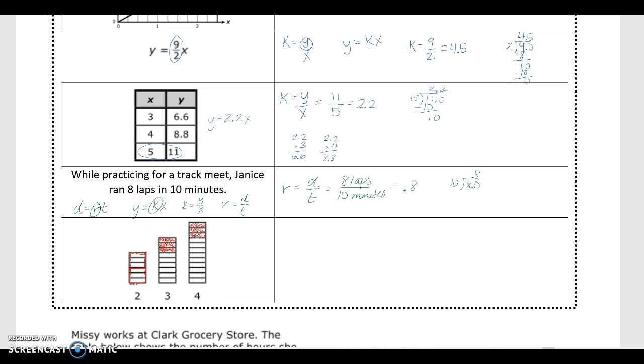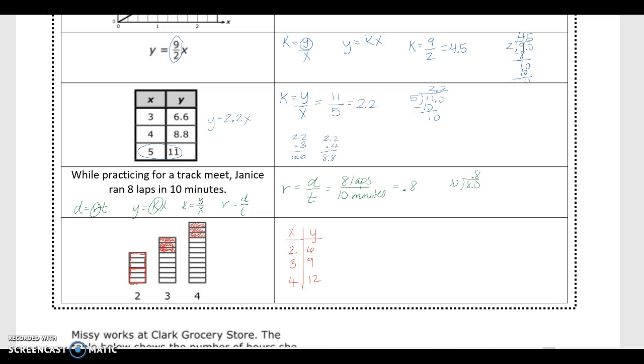So the easiest thing that I would say is to go ahead and just make a table. So if I have x and y, this here is going to be my x. So at 2, there's 1, 2, 3, 4, 5, 6 boxes. At 3, there's 9 boxes. And at 4, there's 12 boxes.